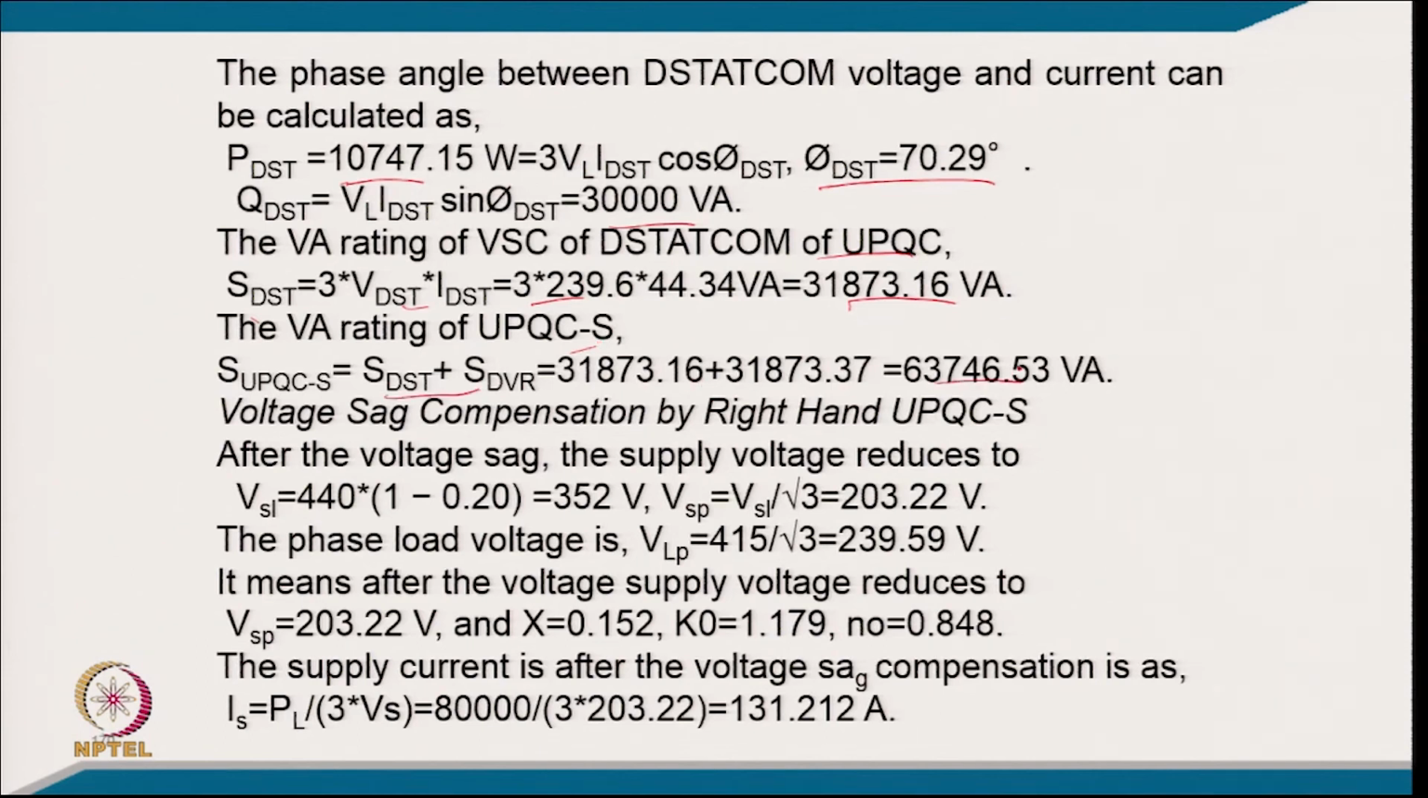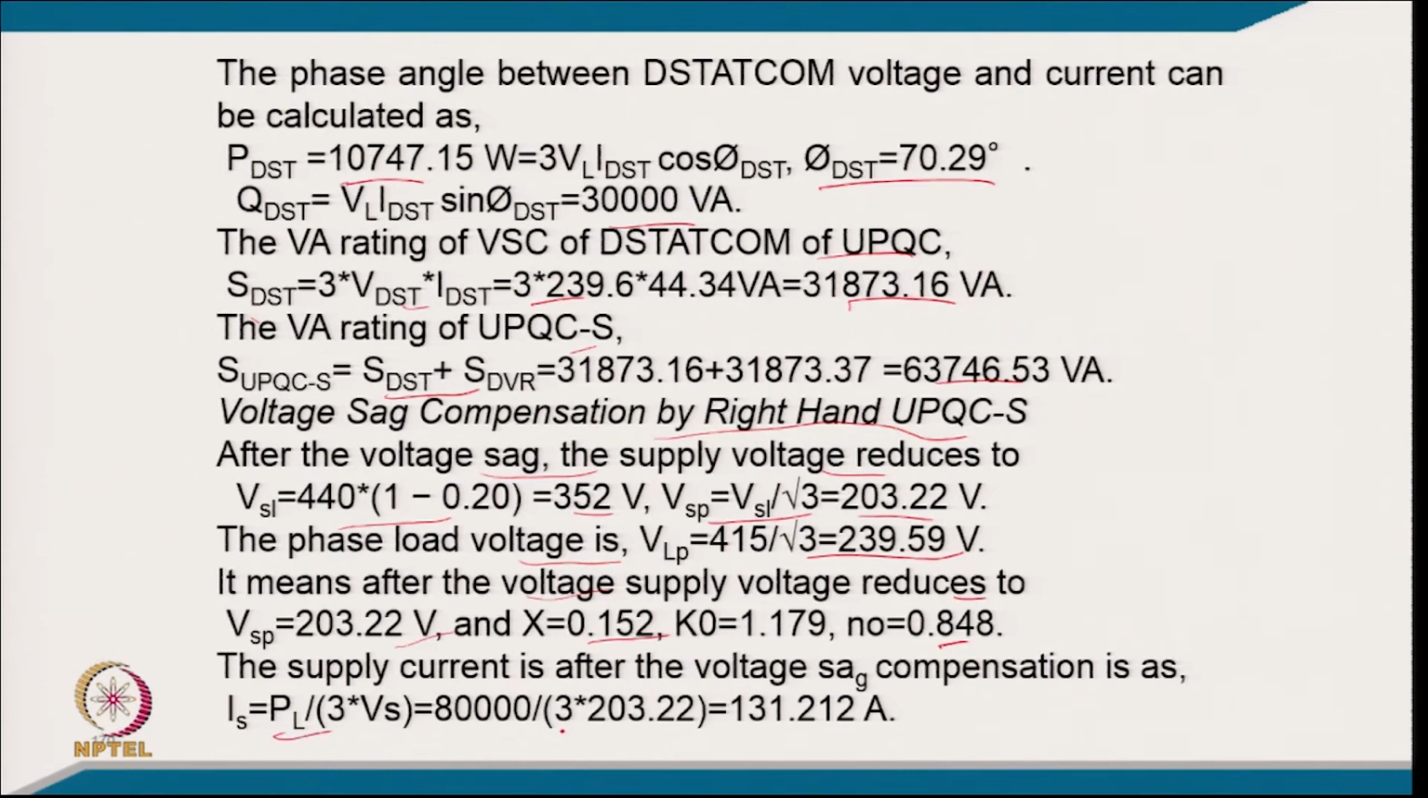So, it comes 63.75 kVA, and voltage sag compensation by return after the voltage sag. So, it reduces to typically like your 80%, 352 volt, and phase voltage becomes 2 by root 3, 203.22, and phase load, however, load voltage is supposed to be regulated to 239.59. It means after the voltage supply reduces to this, you have a sag of 15.2 and corresponding to this.